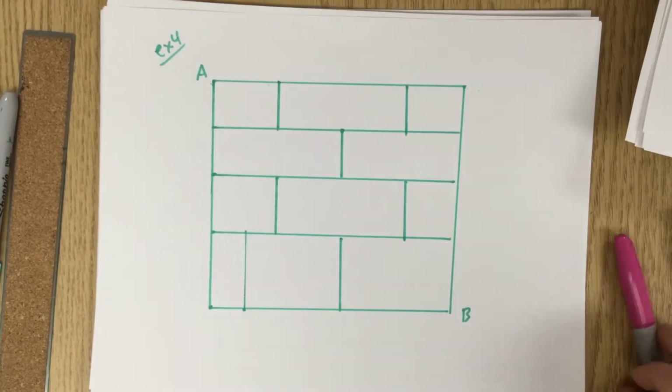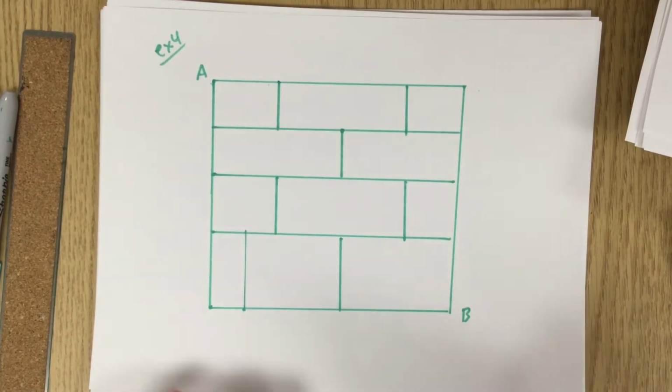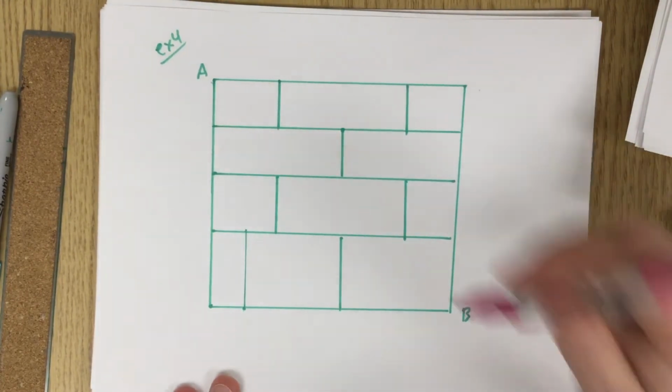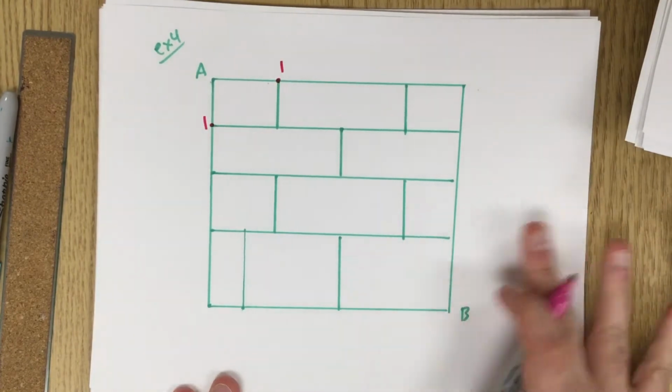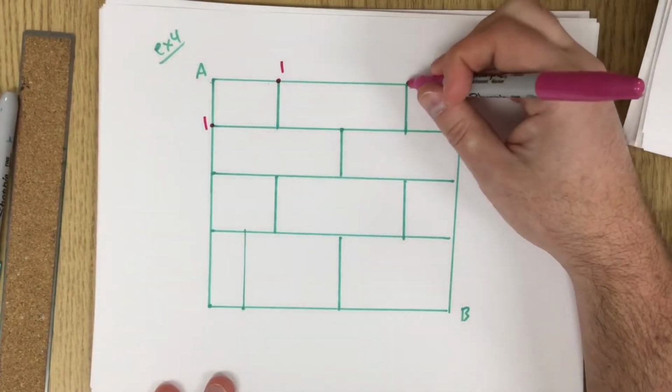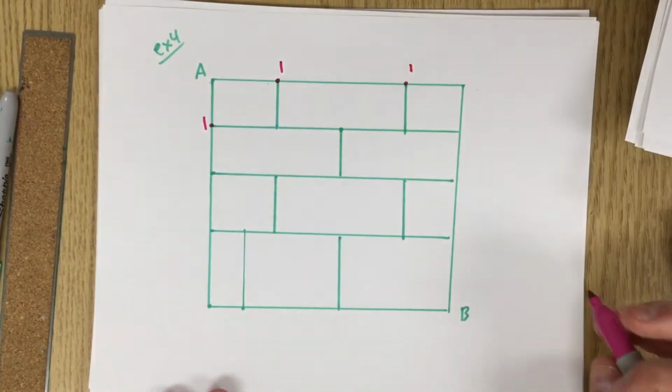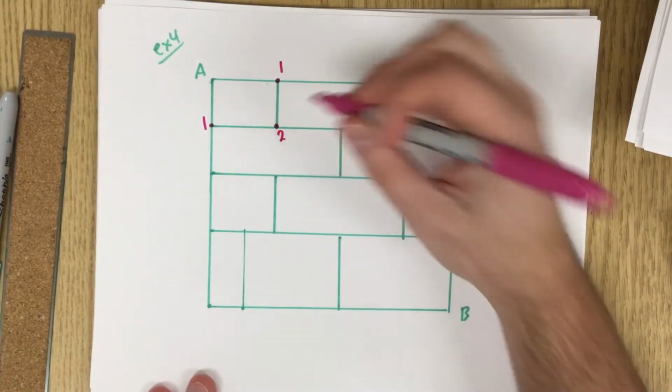Okay, so this one I call my brick wall path. Same thing, we're going to go from A to B. So there's one way to get there. And again, usual idea, I would pause it, try to do it yourself, and then check to see if your answer is right. One way to get there. Two ways to get there.